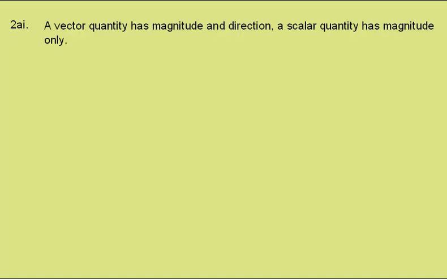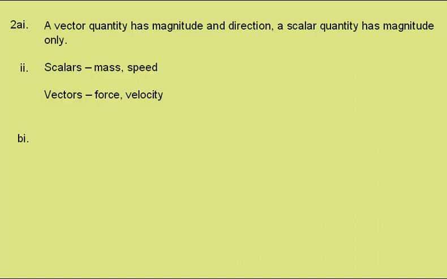In question 2a part 1 we have to state the difference between a scalar and a vector quantity. Well, a vector quantity has magnitude and direction, whereas a scalar quantity has magnitude only. In part 2 we need 2 examples of a scalar and 2 examples of a vector quantity. Well, 2 scalars would be mass and speed, 2 vectors could be force and velocity.